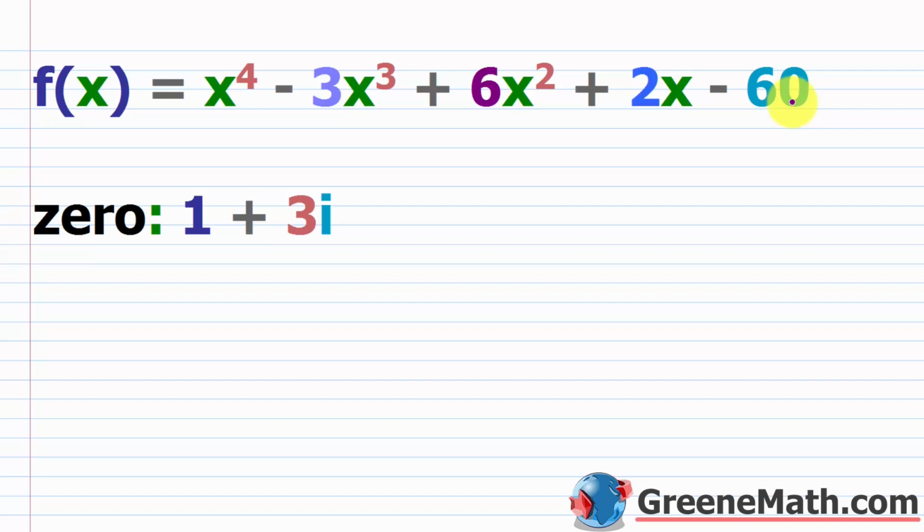So let's think about what we know at this point. We know that the degree of the polynomial is 4. So I know that I'm going to have 4 solutions. At most, it would be 4 distinct solutions, but I know that I'm going to have 4 solutions, even if some of them are repeats. The other thing we know is that we're given a complex zero of 1 plus 3i, so there also has to be a zero of 1 minus 3i, because these come in conjugate pairs.